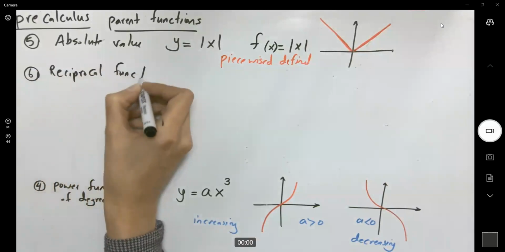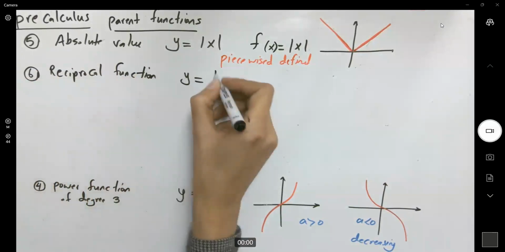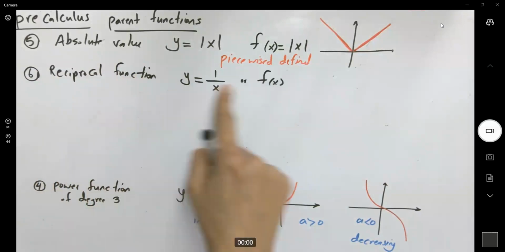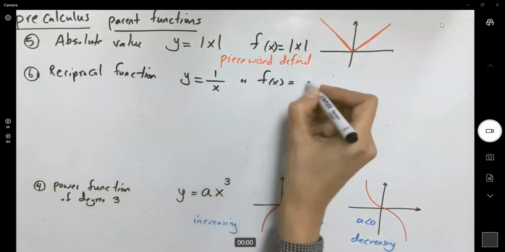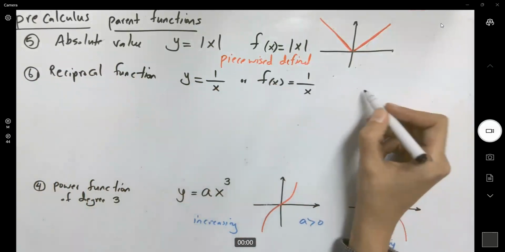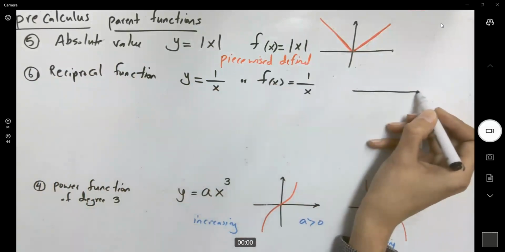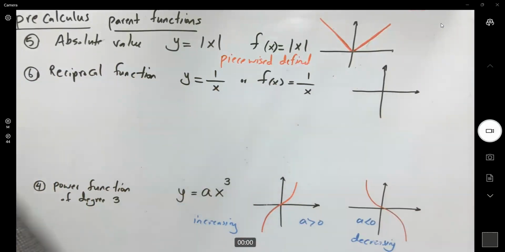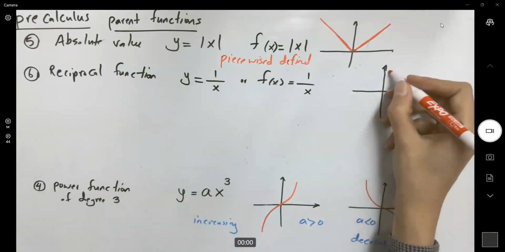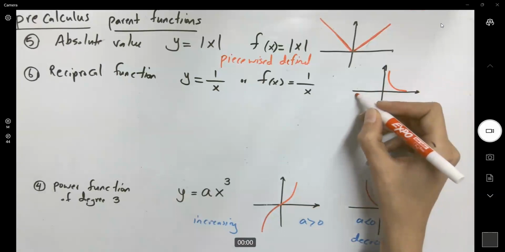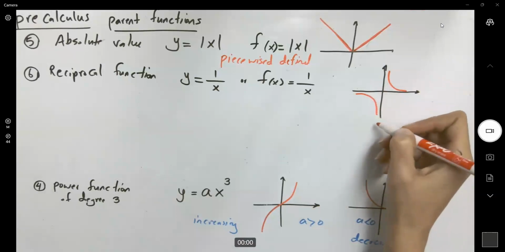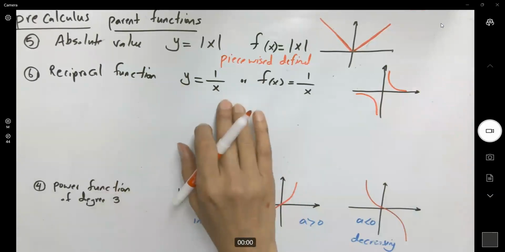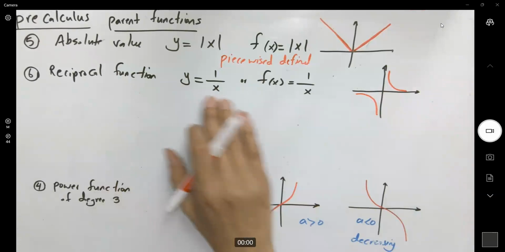The reciprocal function. This function is y equals 1 divided by x, or you can write the identical y, which is f of x equals 1 over x. When we want to graph this function, it has two parts. One part of this graph is in the first quadrant, and the second part of the graph is in the third quadrant. So this is your reciprocal function. Note that it's not defined at 0.